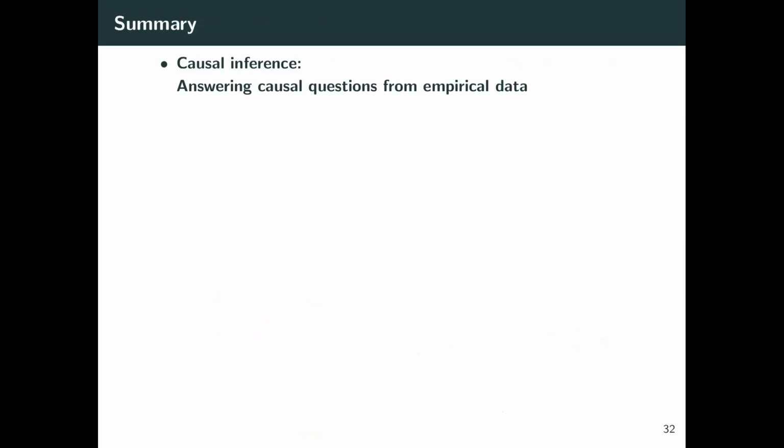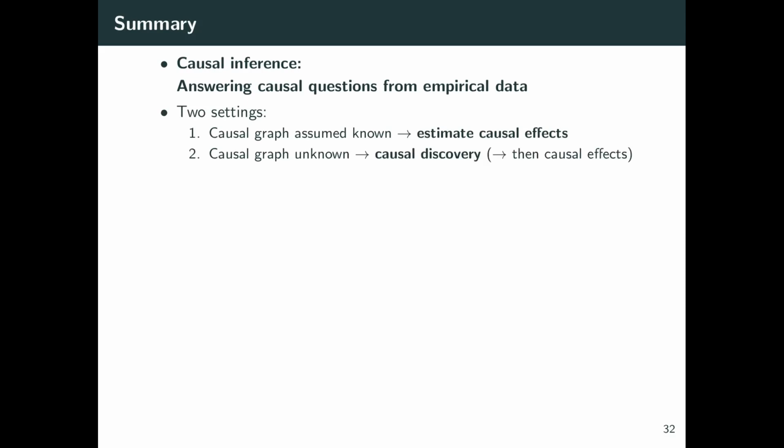Now, in summary, coming to an end, causal inference, and I hope to have made that point clear here, is about answering causal questions from empirical data. We discussed two settings, one where the causal graph is assumed known and you wish to estimate causal effects. So here you use the expert knowledge that is often available, the qualitative expert knowledge. The second one is when you don't know the graph. You then could do causal discovery and then, of course, still estimate causal effects, which then have to take care of the Markov equivalence.